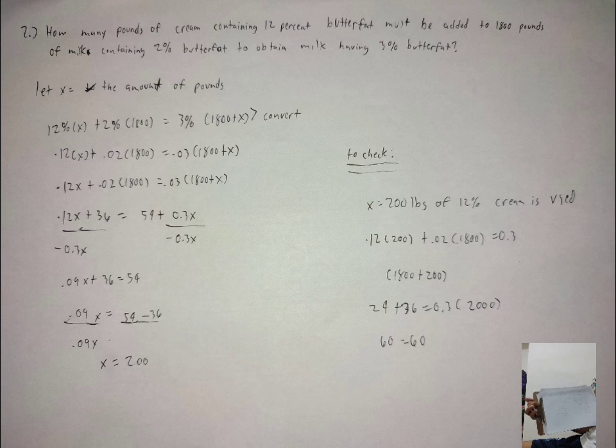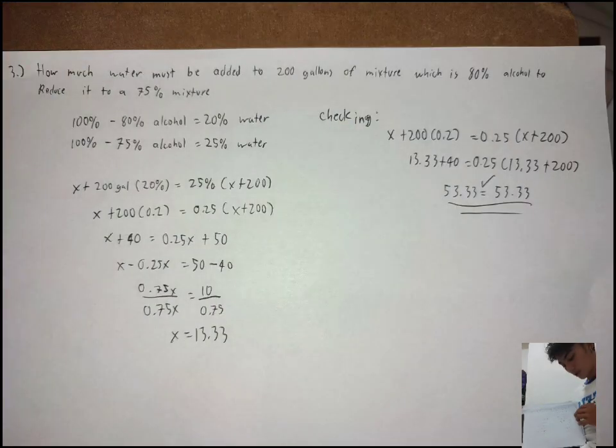To check, multiply 0.12 by 200 plus 0.02 multiplied by 1,800. So 24 plus 36 is equal to 0.03 multiplied by 1,800 plus 200, which is 0.03 multiplied by 2,000. So the answer is 60 equals 60. So let's move to question number 3.